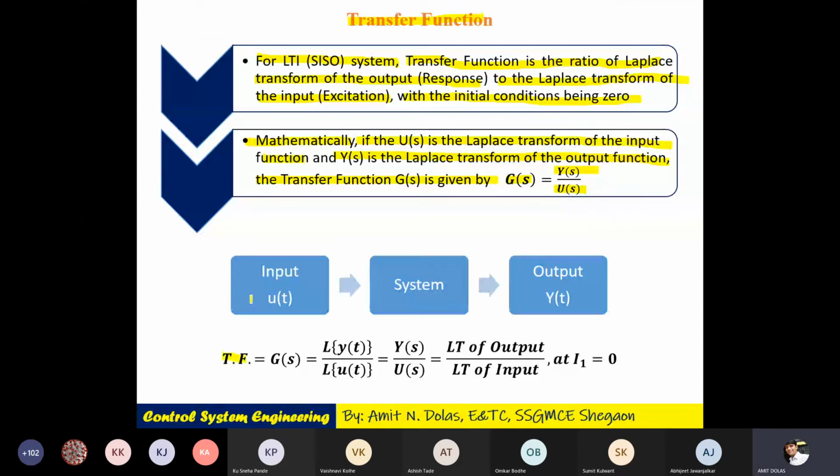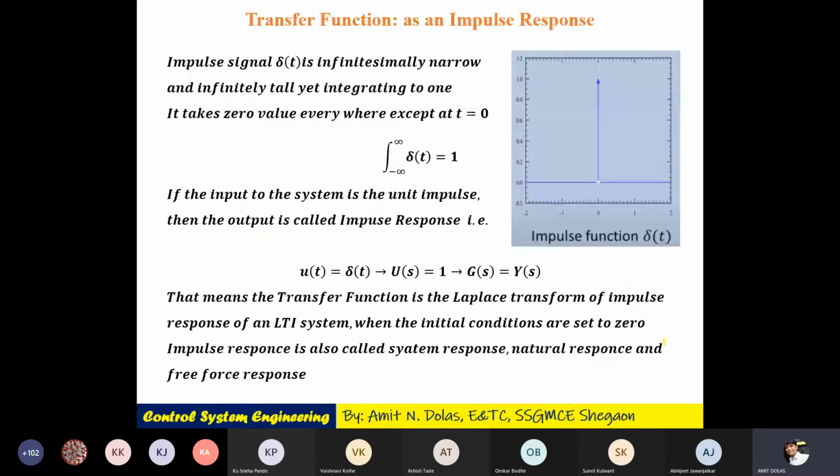So the transfer function: this is the input excitation, this is the output response. Its ratio, output to the input ratio, is nothing but the transfer function of the system. So G of S is the Laplace transform of y of t divided by the Laplace transform of u of t, that is Y of S upon U of S. So Laplace transform of output to the Laplace transform of input at initial condition equal to 0.